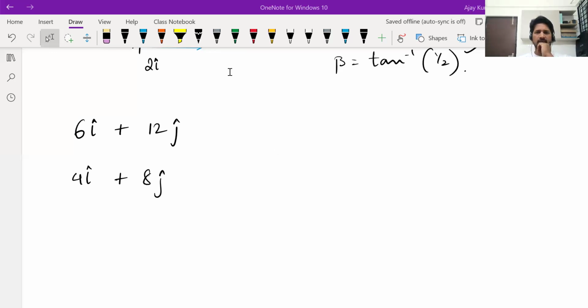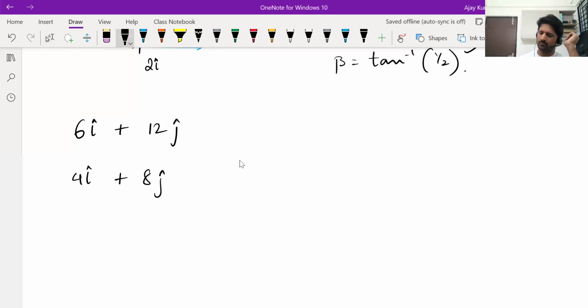Yusuf, can you tell, are they pointing in the same direction or not? Yes, sir. How did you verify? J cap is positive. J and I both are in positive X and Y. So 4 I cap is to the right side, and then 8 J cap on top. So it's pointing in the right top direction.